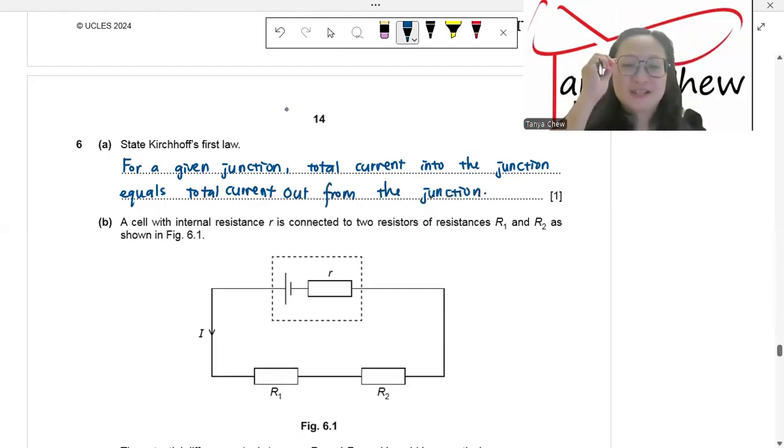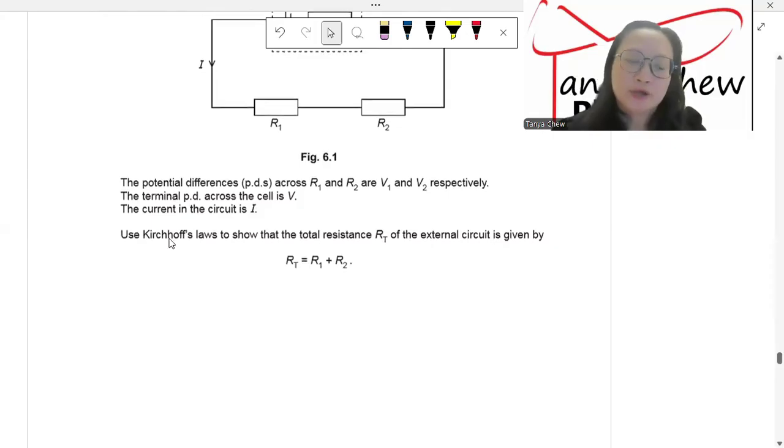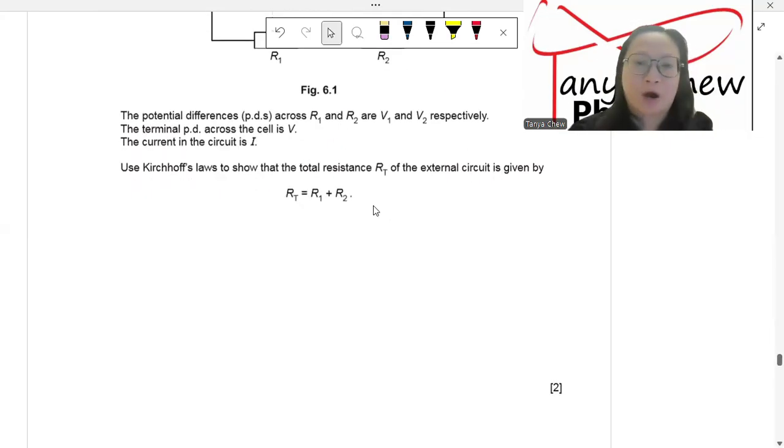That's it. B, a cell with internal resistance r is connected to two resistors of resistances R1 and R2 as shown in Fig 6.1. Potential differences (PDs) across R1 and R2 are V1 and V2 respectively. The terminal PD across the cell is V. The current in the circuit is I. Use Kirchhoff's law to show that the total resistance RT of the external circuit is given by RT equals R1 plus R2.